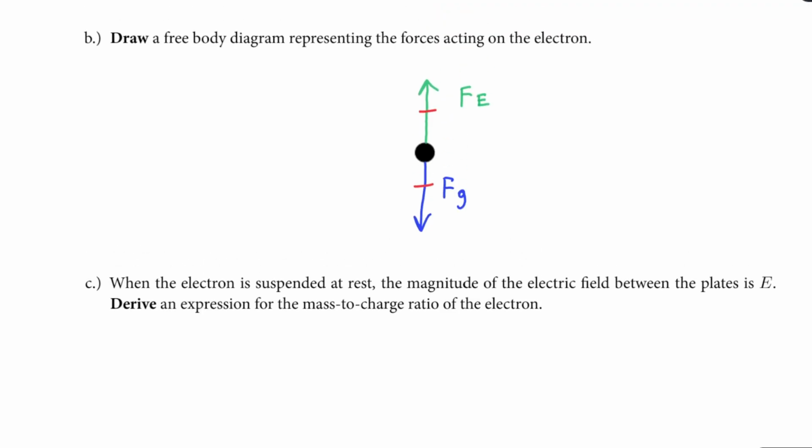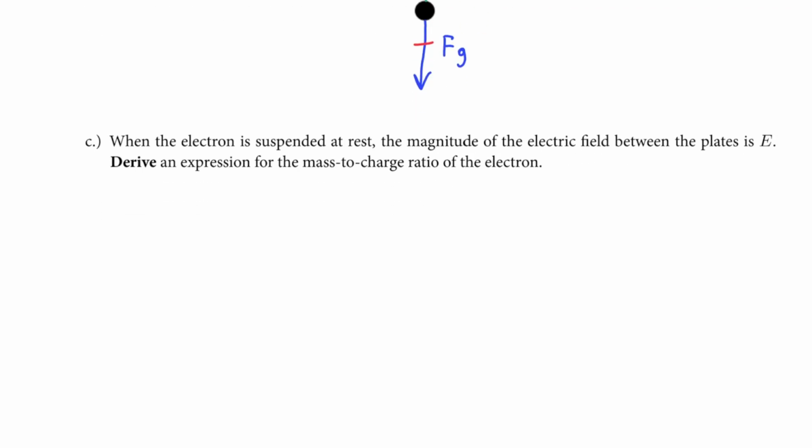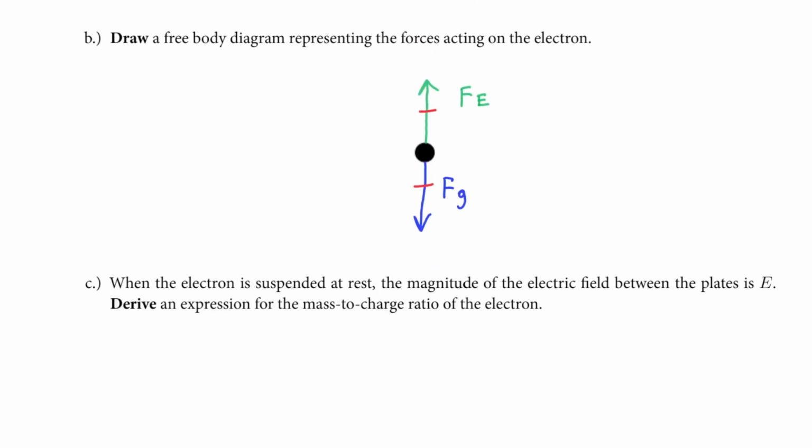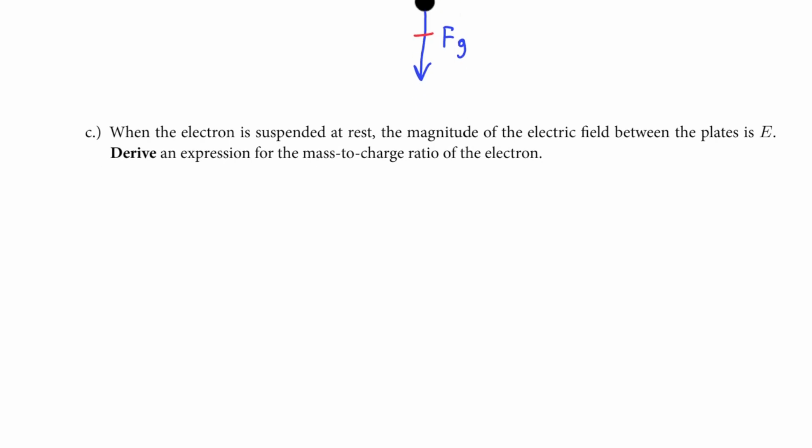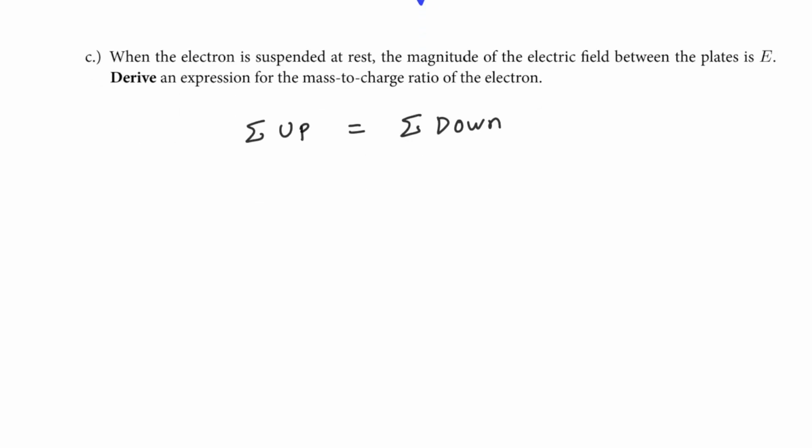So suppose the electric field between the plates is E, derive an expression for the mass to charge ratio of the electron. So this is not that dissimilar to something known as the Millikan oil drop experiment. Turns out this quantity, mass to charge ratio, is quite important. So by force balancing, we can set the up forces equal to the downward forces. This is just a Newton's first law situation.